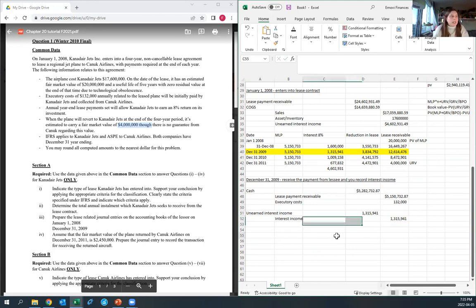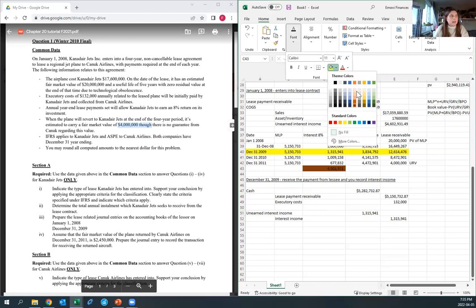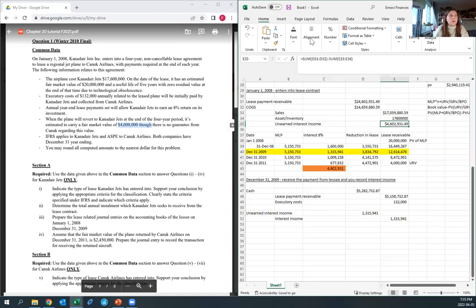So for this question, you didn't have to calculate the whole table. I just did so you could see where this was coming from. But in an exam, just do up to what you need for your journal entries, and it's going to be sufficient.